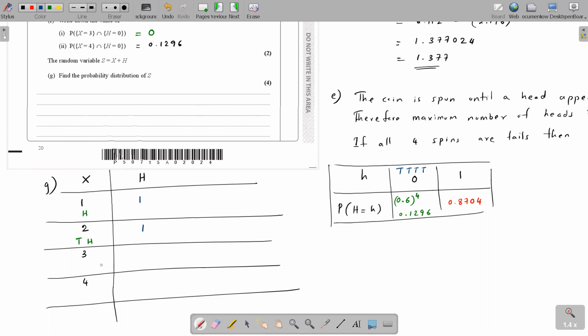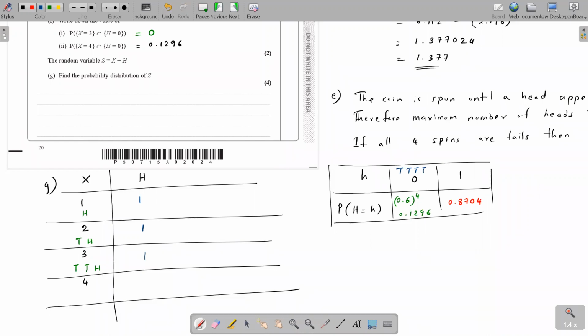Are you with me? Next one. How do you get X value of 3? 2 tails and a head. Tails, head. So what's the number of heads? 1. The number of heads is 1.